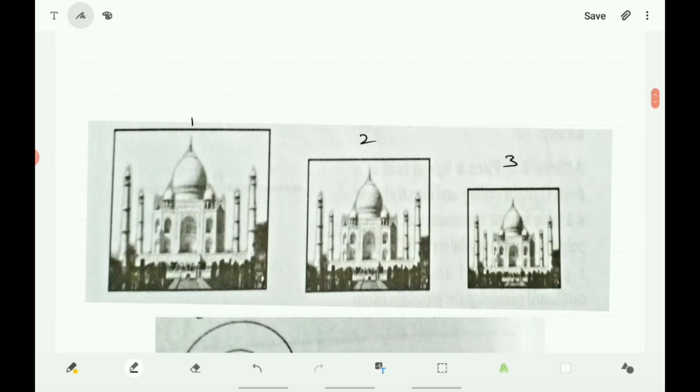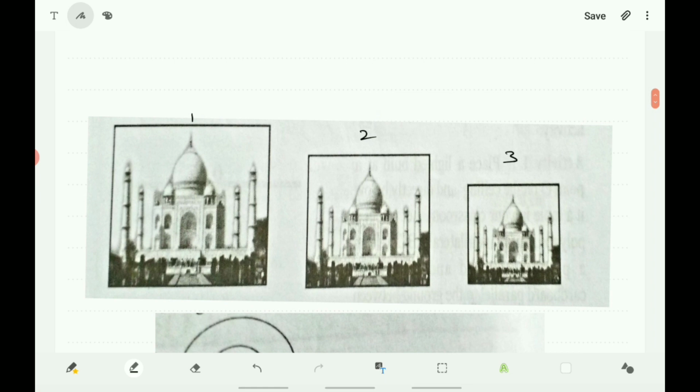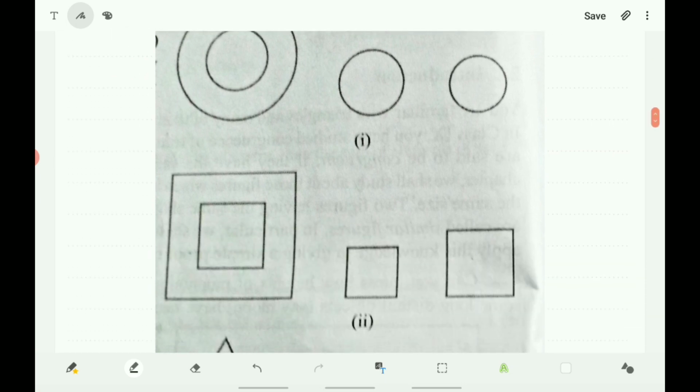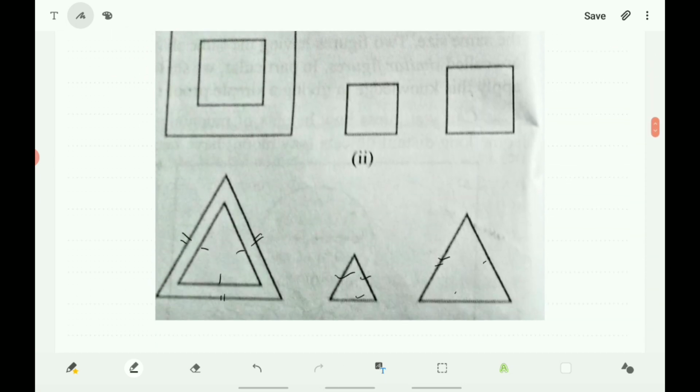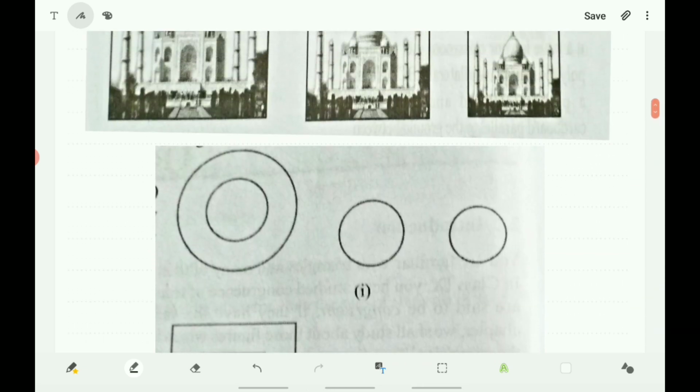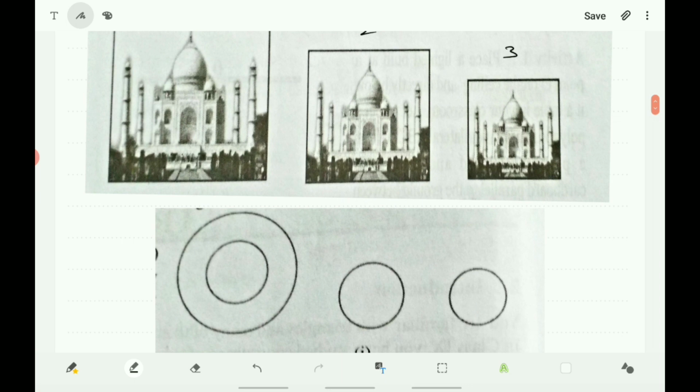But here, see this, three figures are of the same shape, but because of their different size, they are not congruent, but they are similar. And here all circles, if you take any number of circles, they are always similar. If you take any number of squares, they are always similar. If you take any number of equilateral triangles, they are always similar. So all equilateral triangles are similar, all squares are similar, all circles are similar.